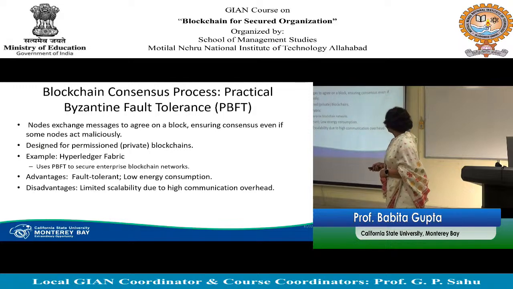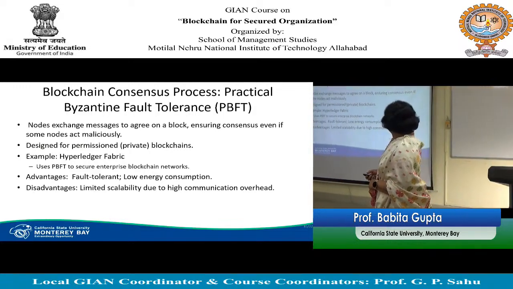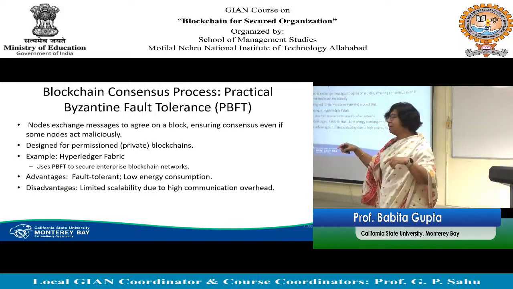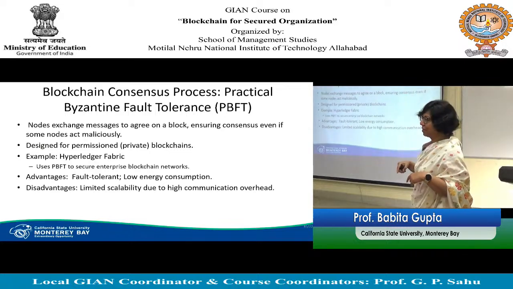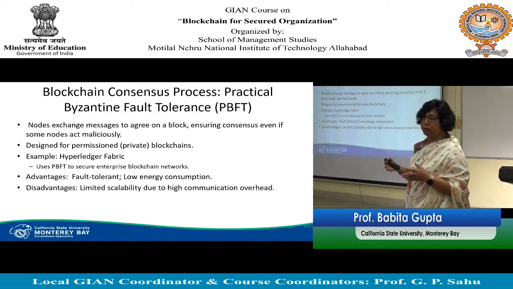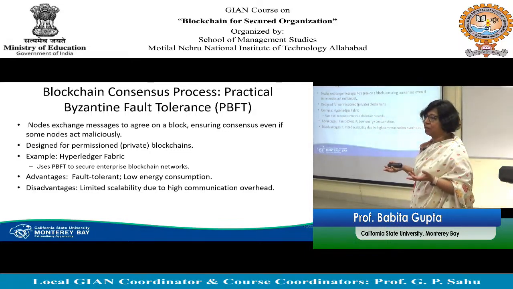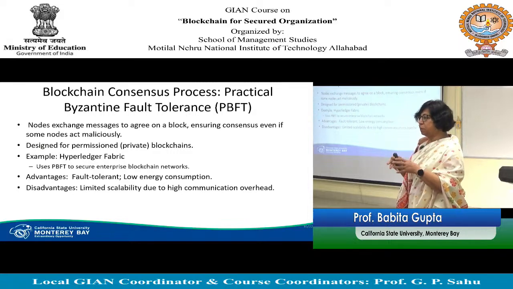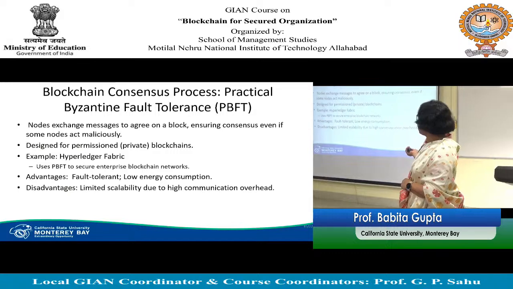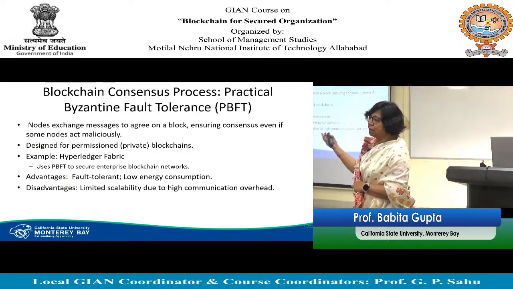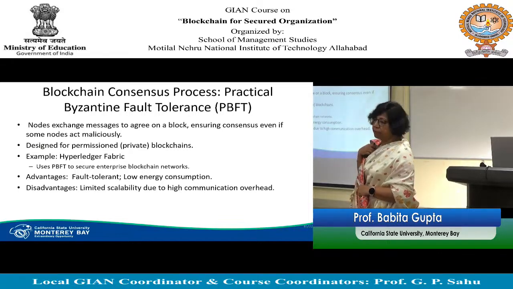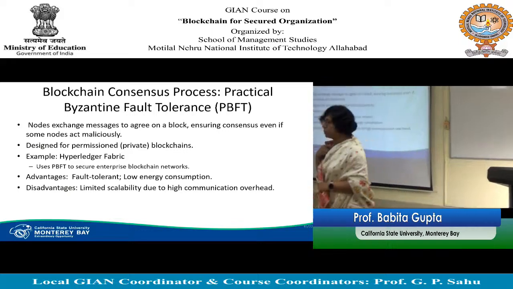Then we have Byzantine fault tolerance. The idea here is that the nodes are able to communicate with each other to reach consensus. It's designed for private blockchains, and it works better there because there are a smaller number of participants. Think about the number of people participating in the Bitcoin blockchain versus a small private one, let's say IBM Food Trust. It's much smaller, so it's easier to work with. The advantage is fault tolerance, meaning it's much more robust in dealing with bad actors, and low energy consumption. The disadvantage is limited scalability, because there's a lot more communication that needs to take place between the nodes.